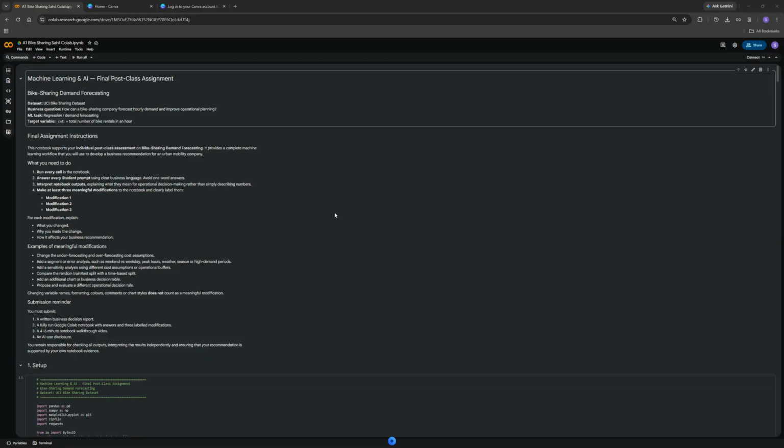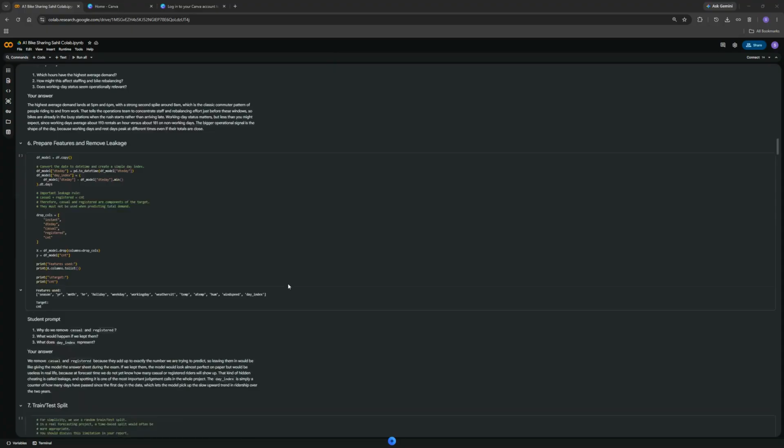The company wants to predict how many bikes people will want each hour, so it can place bikes and staff ahead of the rush rather than react to it. One idea runs through the whole notebook: being short of bikes costs more than having a few spare, and I will put a number on that shortly.